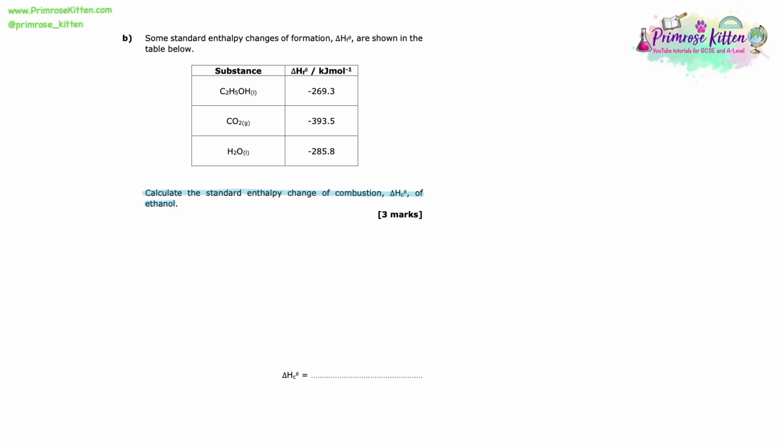What we need to remember in any enthalpy question, full stop, is that what determines the method that we use is what data we're given. And in this question, you can see that we're given the enthalpy change of formation values. So that dictates that we're going to use a Hess cycle that has the elements on the bottom so that we can use these enthalpy change of formation values.